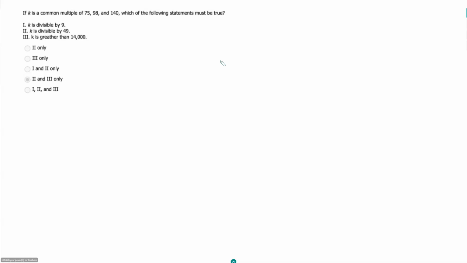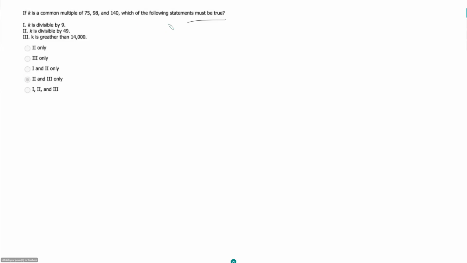If k is a common multiple of 75, 98, and 140, which of the following must be true? So what is it saying? 75, 98, 140, they're going to have lots of multiples. They're going to have infinite multiples, in fact, in common. But we want to think what must be true of all of them. So what must be contained in every single one of those multiples?